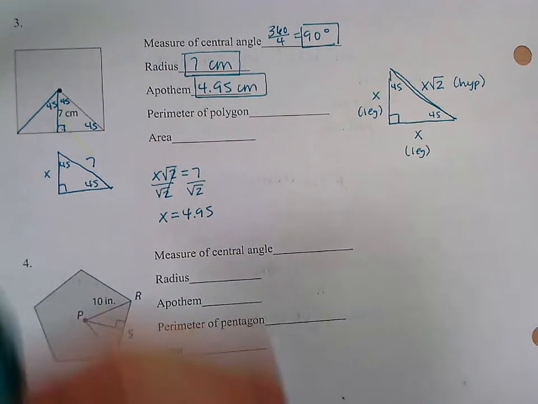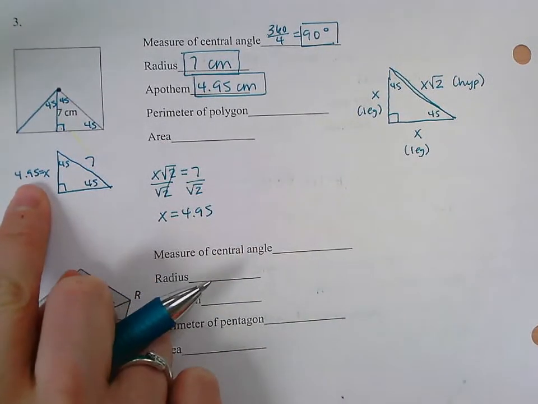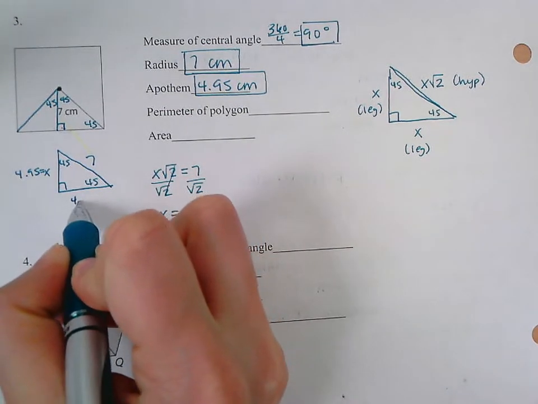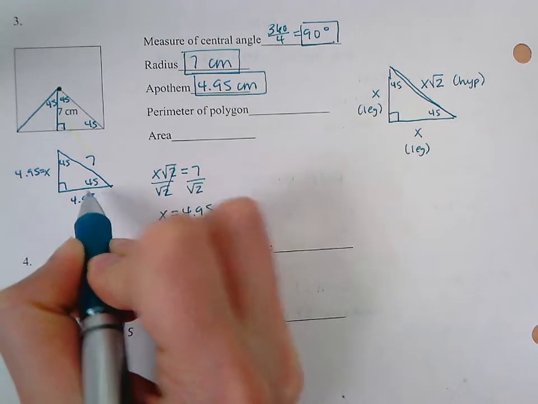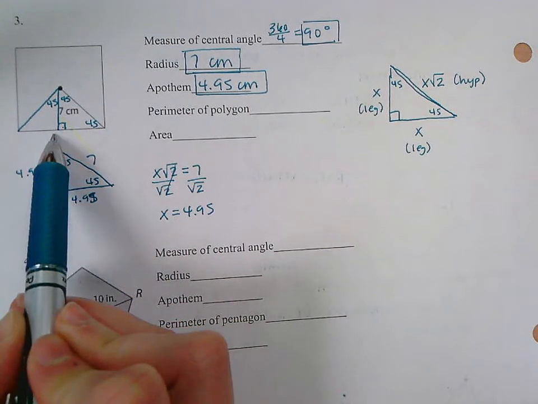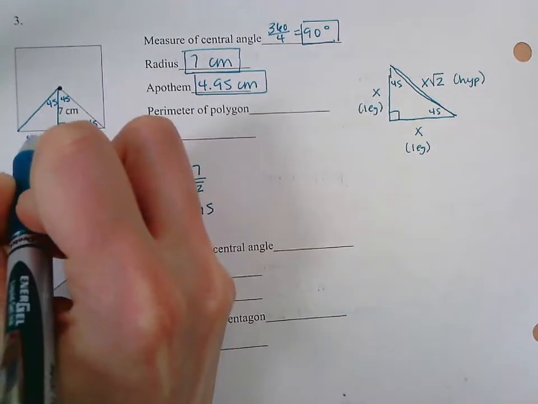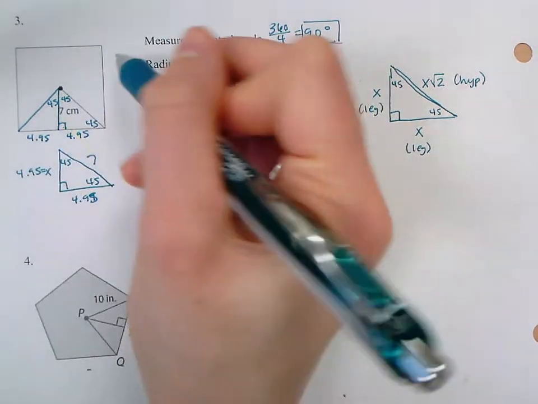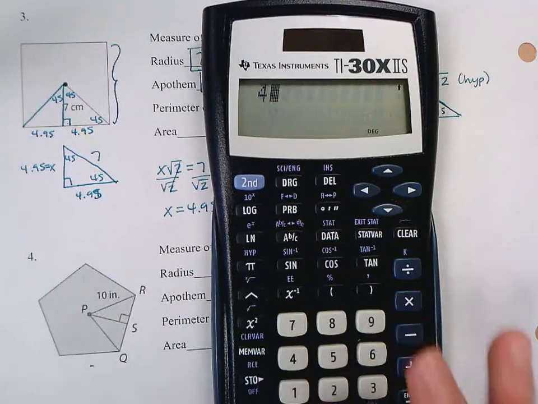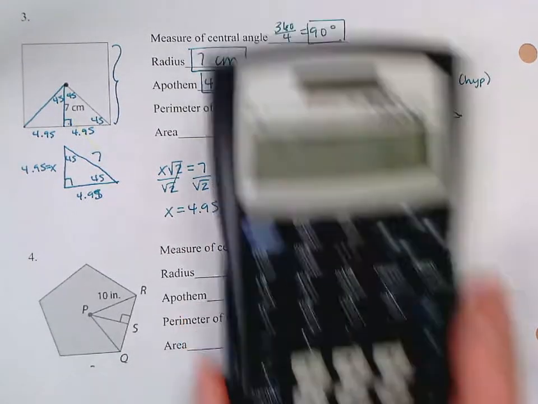Okay, so if that's 4.95, then I also know this other side would be 4.95. And that is half of the length of my square. So each of these would be 4.95 here, meaning a full side of my square would be 4.95 times 2, so approximately 9.9.